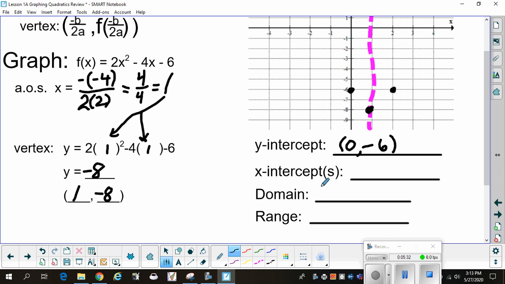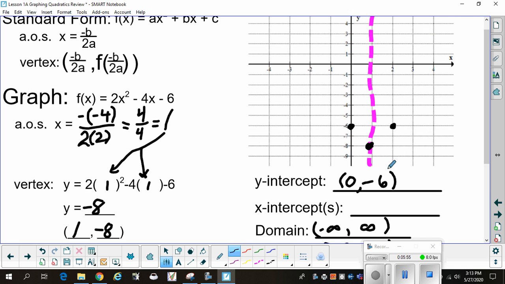The domain, I know the domain is all real numbers, or from negative infinity to positive infinity. The range, however, is going to be from negative 8, because that's going to be my minimum point, and then it's going to keep going forever in the positive direction to positive infinity.